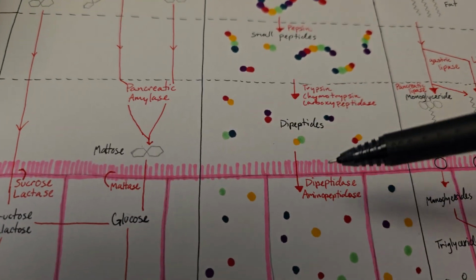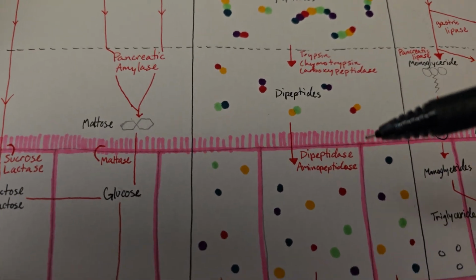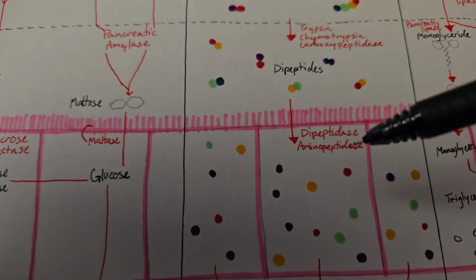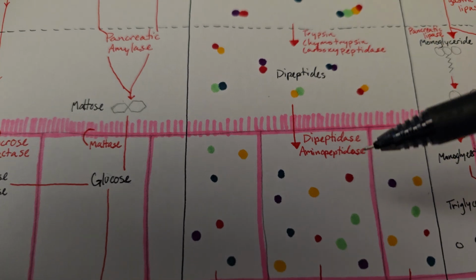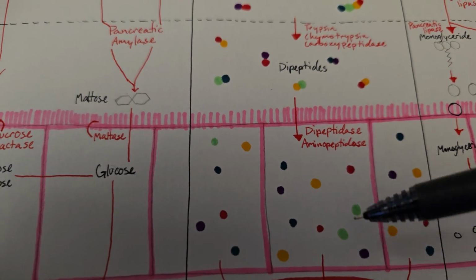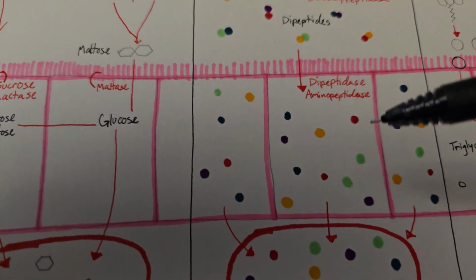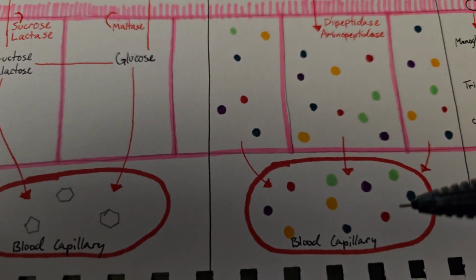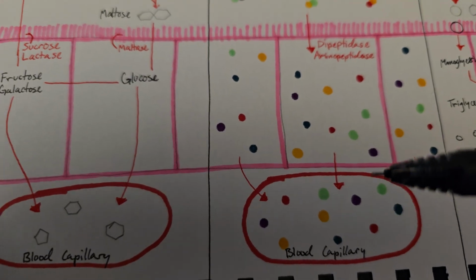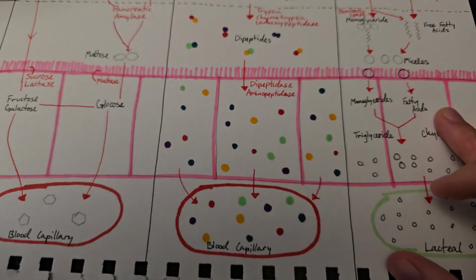And then once it reaches the brush border on the microvilli of the small intestine, it's going to be broken down further because of the dipeptidase and aminopeptidase enzymes, and it'll break down into just free amino acids. And then those free amino acids are going to be absorbed into the blood capillary to be taken in.